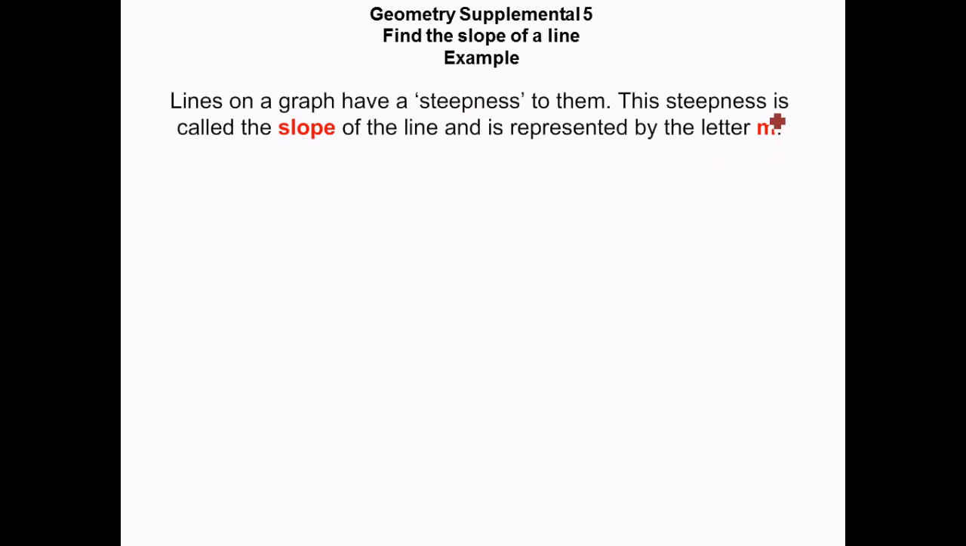It's represented by the letter M, the same thing as magnitude. So that's where the M comes from. Because you might think slope, M, doesn't make any sense. Well, S in math has already been taken up by speed. So we use M for magnitude.